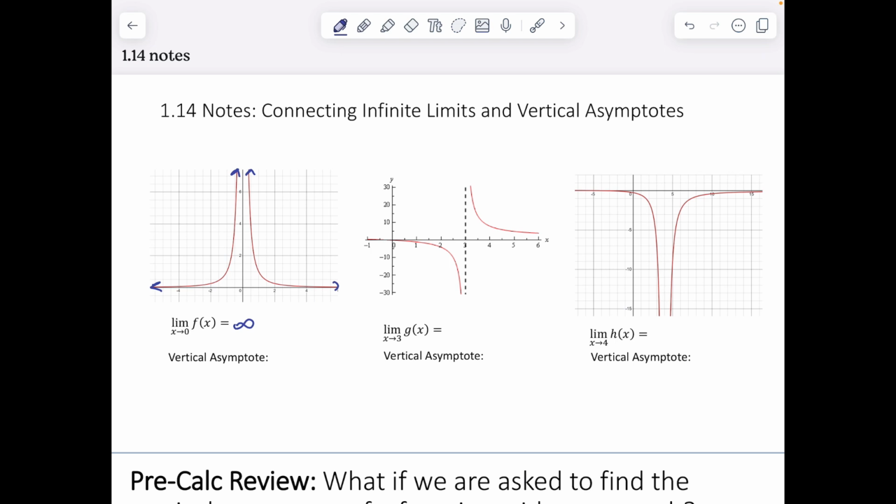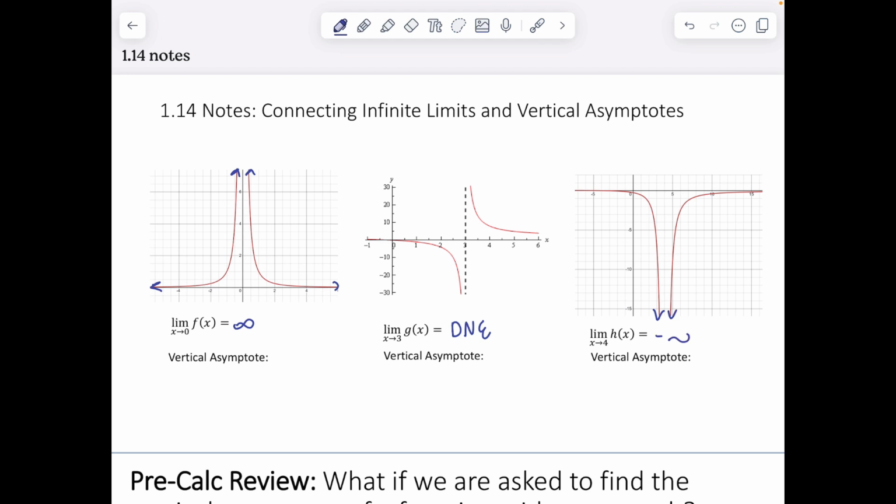This next function, as g of x approaches 3, the left-hand limit approaches negative infinity and the right-hand limit approaches positive infinity. And so while it is an infinite limit, overall the limit does not exist because it's not approaching the same from both sides. And then finally, h of x, as it approaches 4, the function is approaching negative infinity.